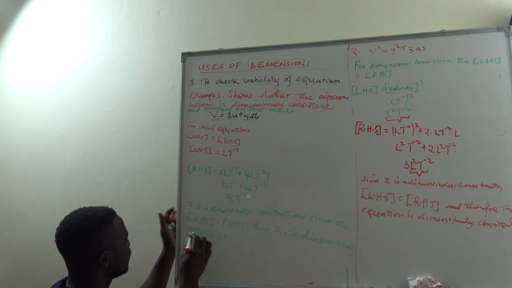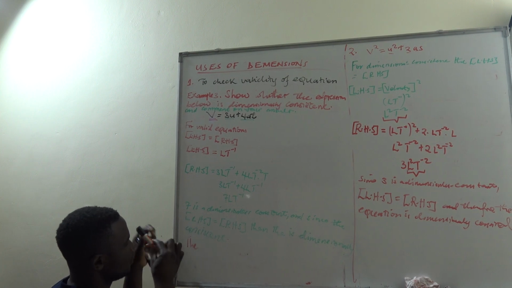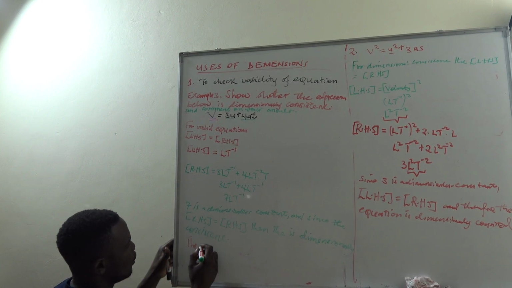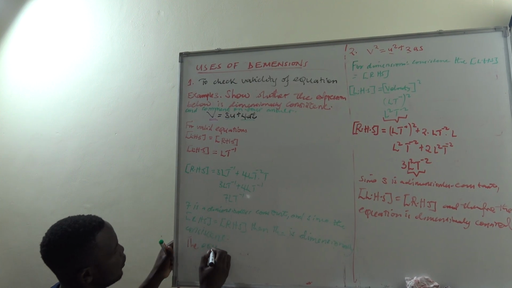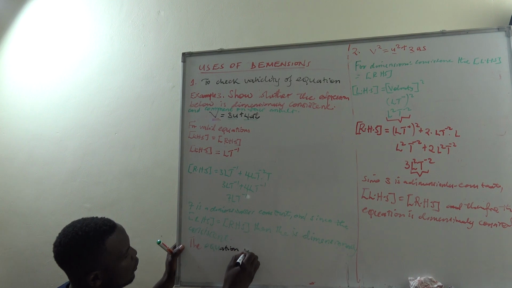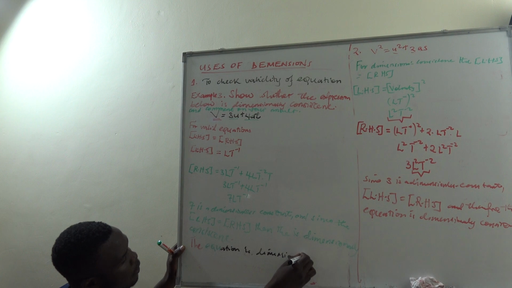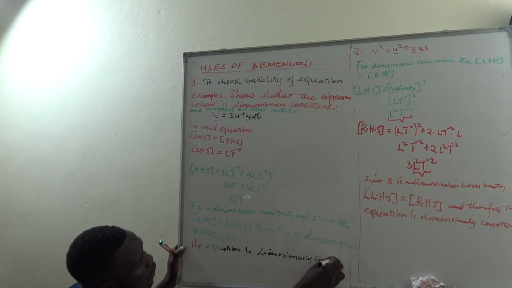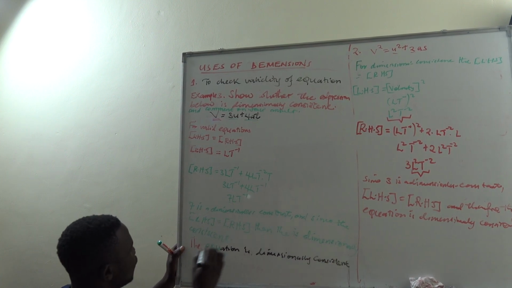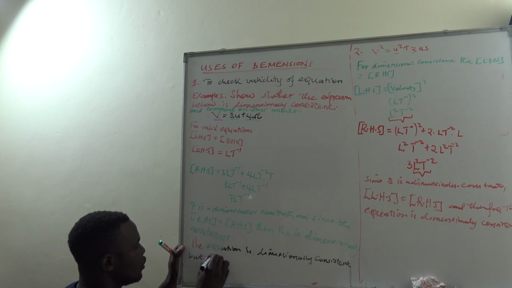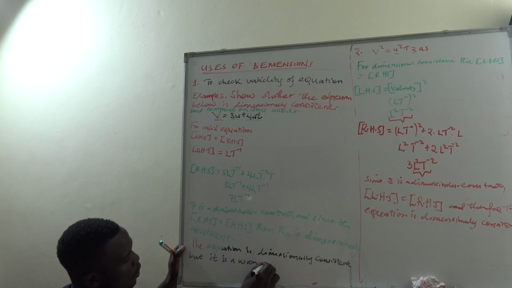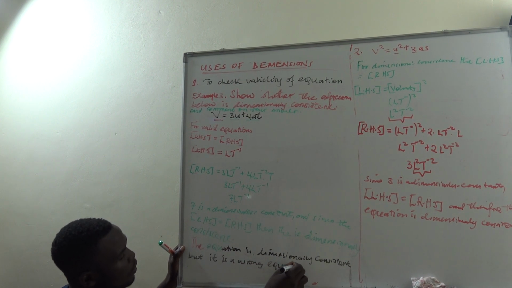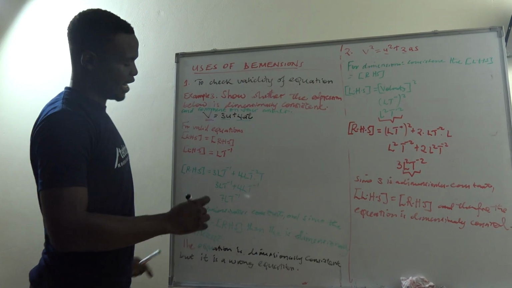We conclude and say that the equation is dimensionally consistent, but it is a wrong equation. So what does this tell us?